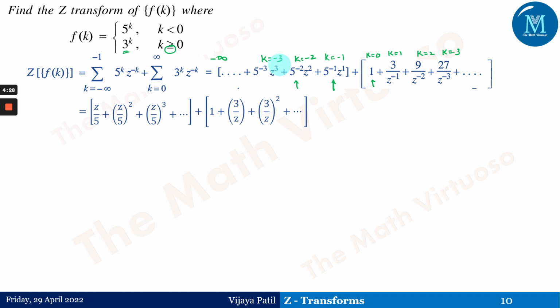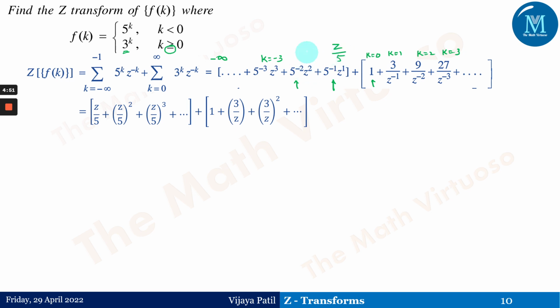Now, there are different methods to go about finding the Z transform of the given function. Let us discuss the first one; I will introduce you to the second one also. So this is k equals minus 1. Here, 5 to the power minus 1, z to the power 1 can be written as z by 5.